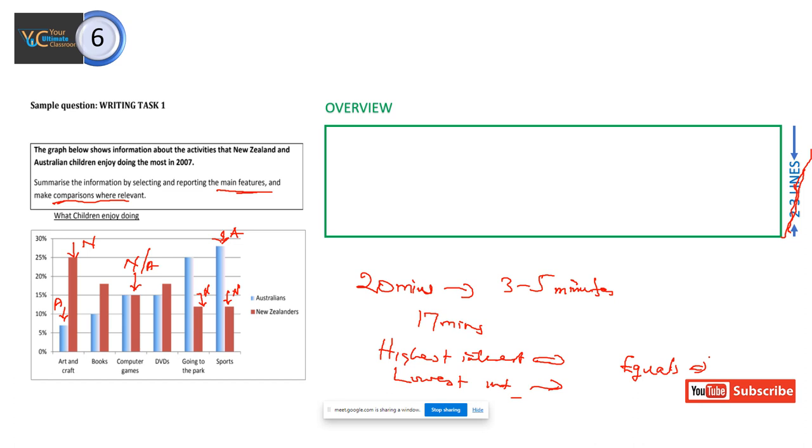With the overview, always make sure to start with the word overall. It tells the examiner that you are starting your overview. Then you continue with the values you want to mention. I prefer to write about the highest and then the equals. Someone else can write about the equals and then the lowest. It depends on your preference. But here, you are not backing your statement with numbers. You're not going to say 15% of the Australians, or that both Australians and New Zealanders had the same interest in computer games. No, you are not backing that with numbers. You're only reporting the main features you see.